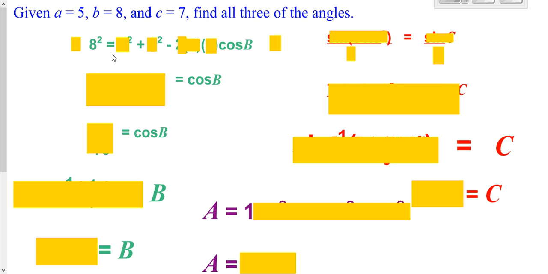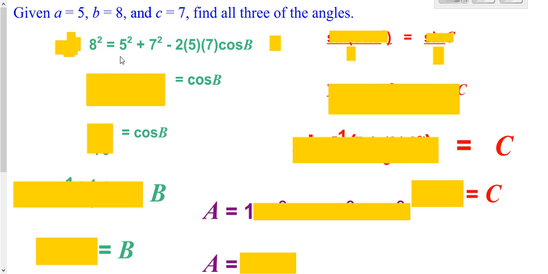So opposite goes here, my angle goes here. Now A and C are adjacent sides, so I'll put A here, put C here. Then minus 2, put A here, put B here, or C here. Now all I have to do is go ahead and get cosine of B by itself.